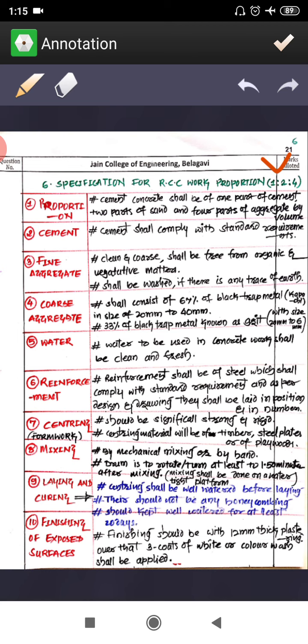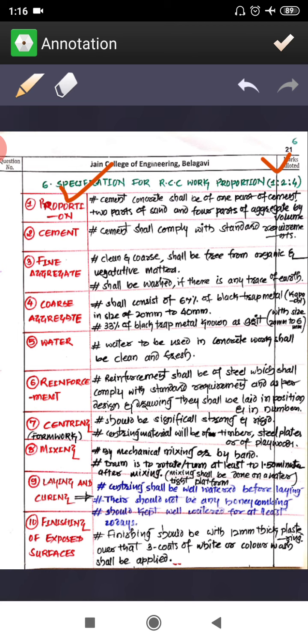First of all, you should know the proportion, you should know the different materials, you should write the properties of the material, and you should write about the water. Then you are going to use steel bars, so you are supposed to write the reinforcement. Then you do the shuttering, so write the shuttering, then mixing and laying, and then finishing. This is the usual sequence of RCC work. So first is proportion. According to the proportion, 1 is to 2 is to 4: 1 part cement, 2 parts sand, and 4 parts aggregates by volume.